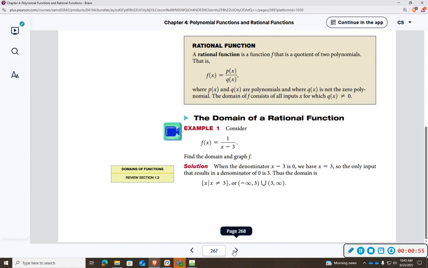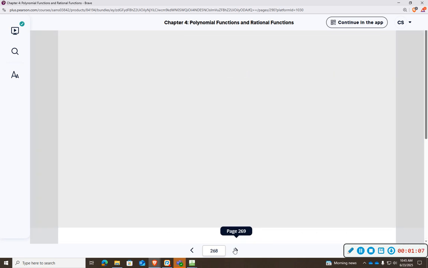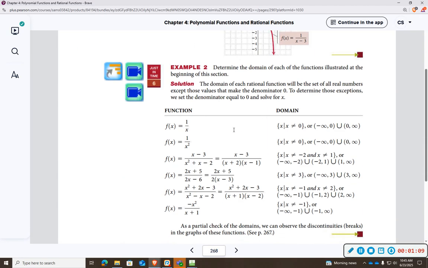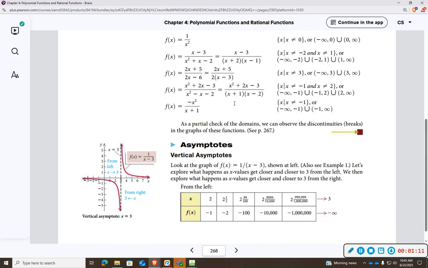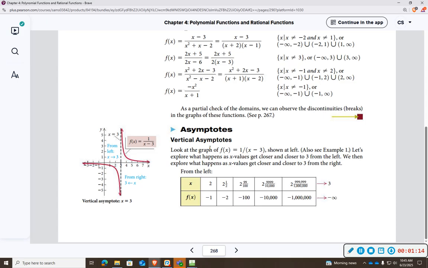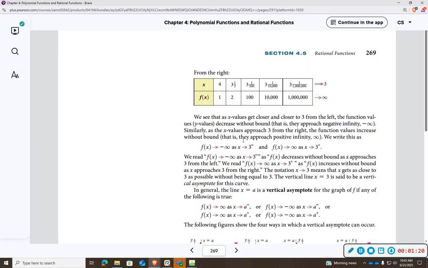Here's an example where they say find the domain. Basically, you find what makes the denominator 0 and you remove that. And they're going over that here, but I will go over that in more detail when we start working and solving problems. They give you several and show you what the domain looks like. And then we get into the asymptote. So this is one of the first objectives, finding the asymptotes.